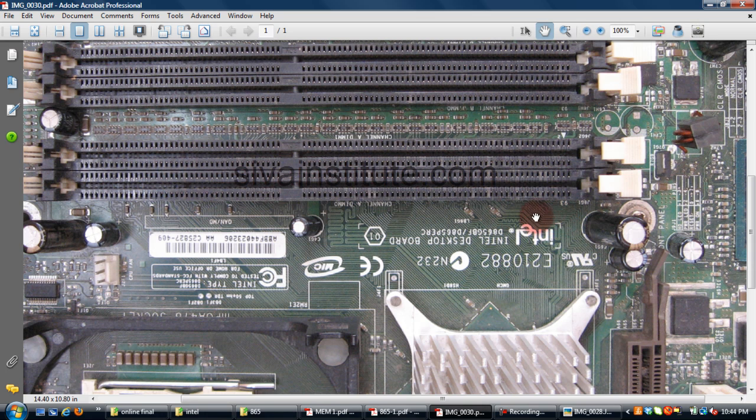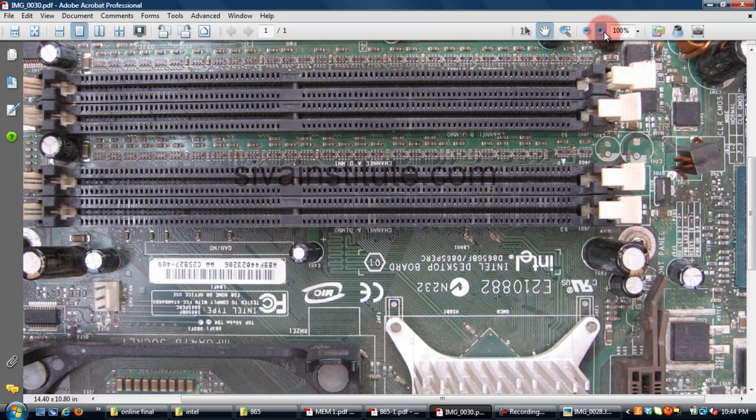This is the desktop DDR1 DIMM slot. This is pin number 1, pin number 2. This is pin number 92. This is pin number 93. The last pin is number 184, so total 184.